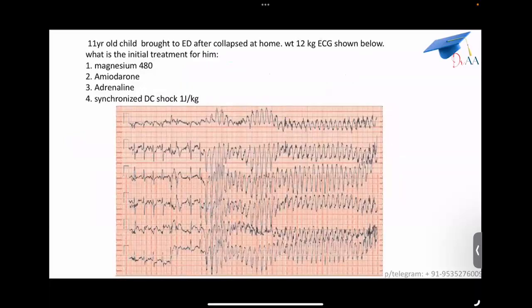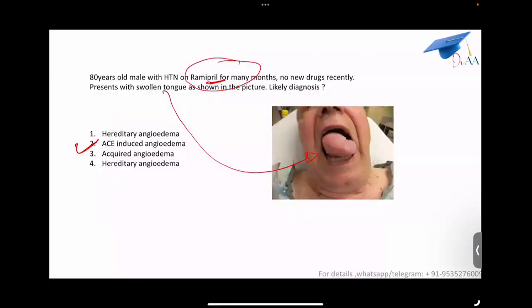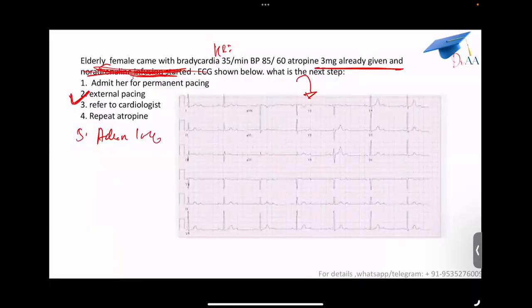Dr. Amin, please, last question. This is for external pacing. When will we admit her for permanent pacing? When you have started second line drugs and transcutaneous pacing, if there is still no rhythm or the patient is still symptomatic and bradycardic, then you'll be going for permanent pacing. You'll always admit these patients, because they can revert back to the same symptoms unless there is a reversible cause.